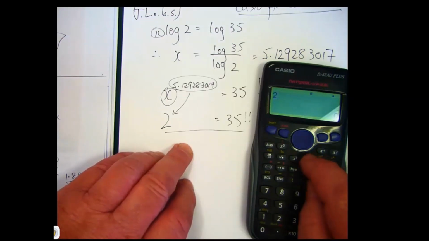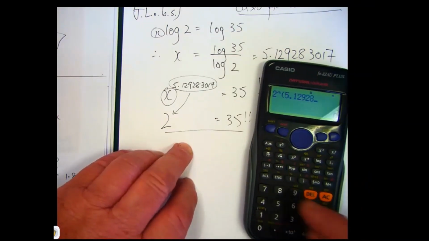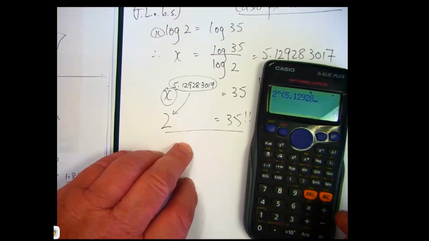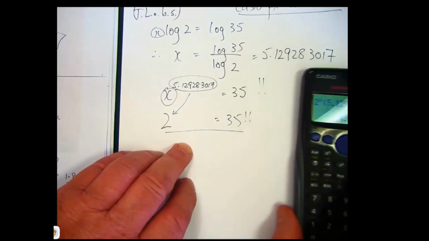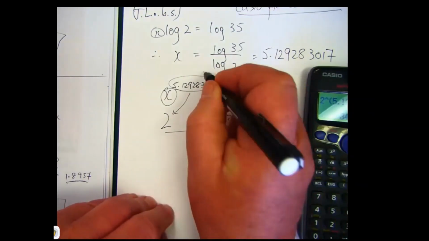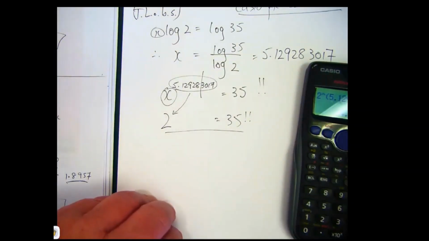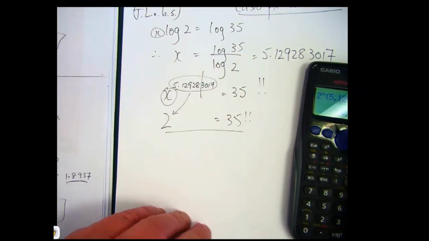2 raised to the power, and it opens a bracket. Here we go, 5.12928. So we've got 5 significant figures. Let's round it off there. Ha! Here we go, you see. So if we curtail the power, if we drop it off there to 5 figures, we don't quite get the whole answer. We need all of it to give us that, but that's probably close enough.